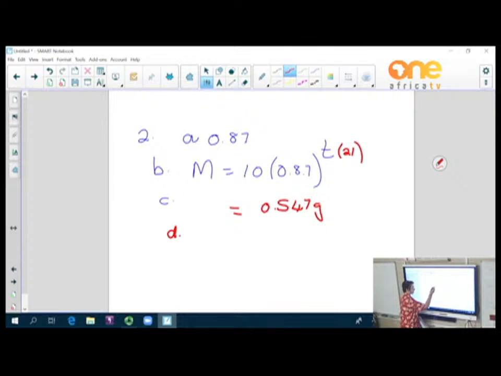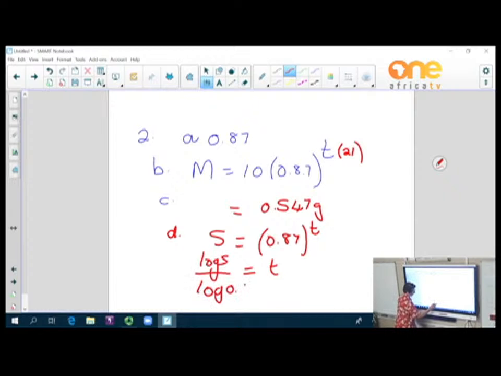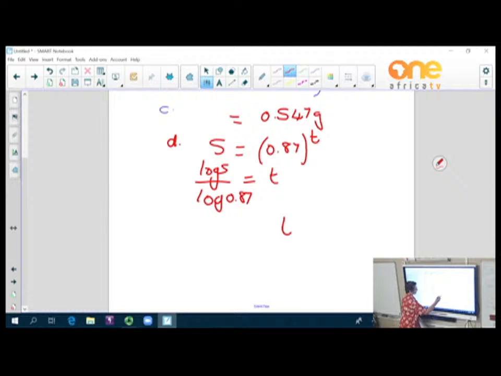Then number D, after how many days will only half of the original amount of bismuth remain? Now originally it was 10, this is your original initial amount, so that means 5 is equal to 0.87 to the power of T. How do we solve this? We use logs, so T is equal to log 5 divided by log 0.87. And time is then 4.977, which rounds off to 5 days. Time is after 5 days.